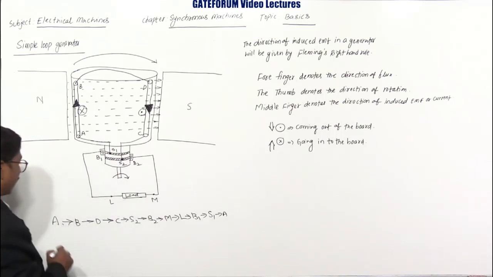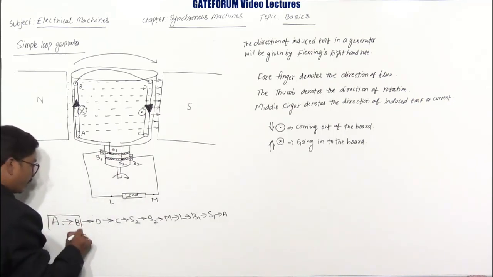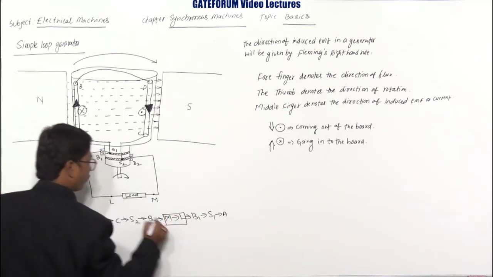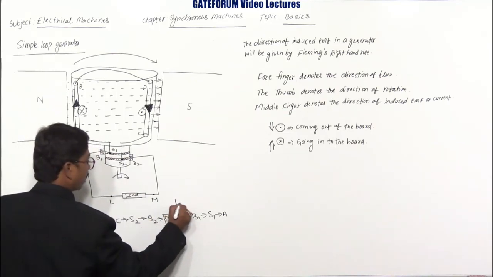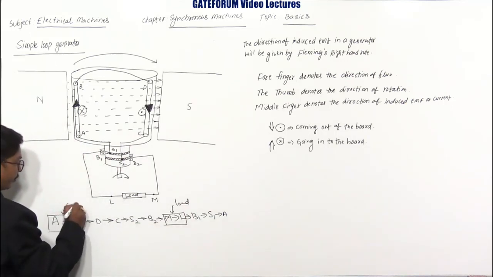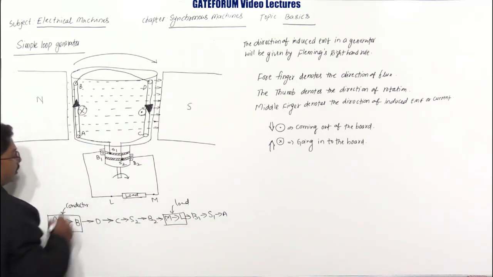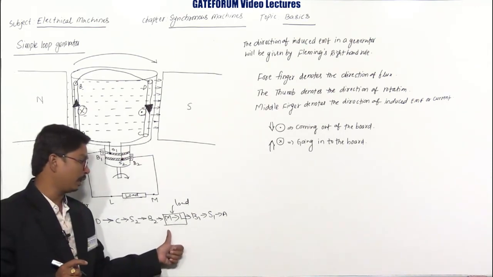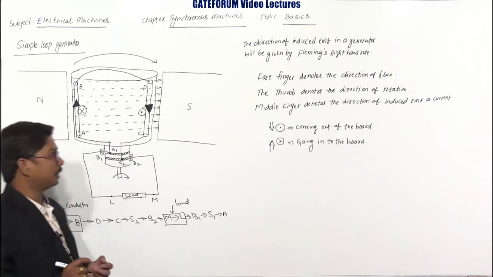So if you see in conductor AB, the current is moving from A to B, and in the load, the current is moving from M to L. So this is the load current or load EMF, and this is the conductor. So the EMF in the conductor is moving from A to B, and the EMF in the load is moving from M to L.